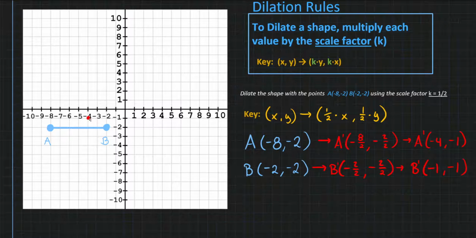Negative 4, negative 1 is here. That's A prime. Negative 1, negative 1 is here. That's B prime. Let's see if I can do a small straight line. That's close enough. Excellent. And notice, it shouldn't be too shocking here, but notice that when our scale factor was less than 1, did our shape get bigger or smaller? It got smaller. Very good.